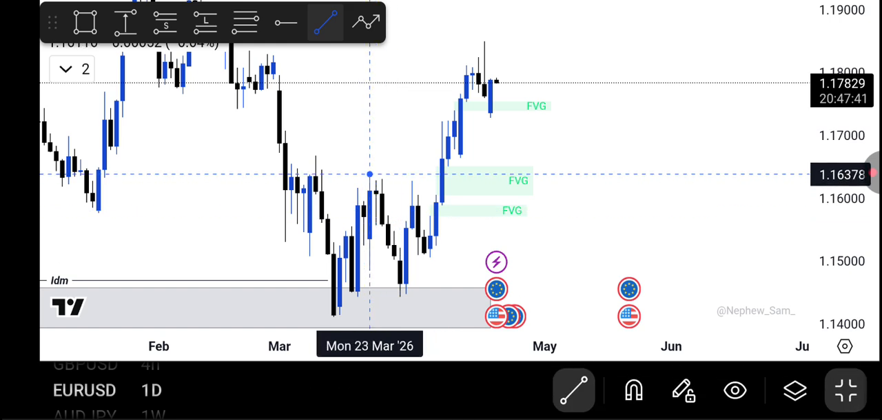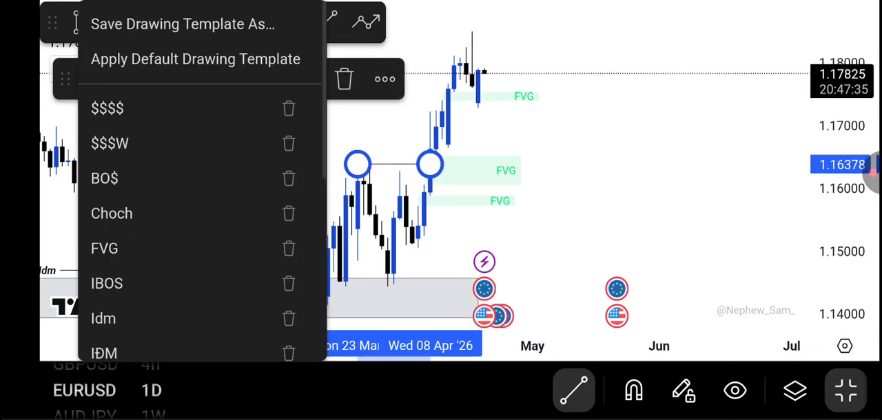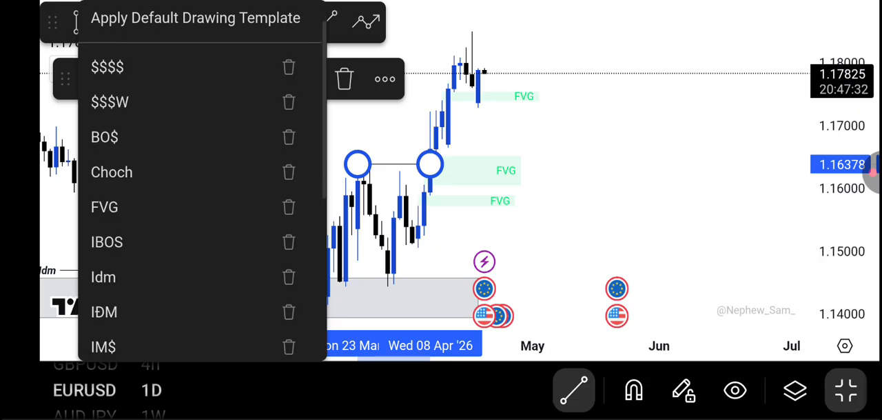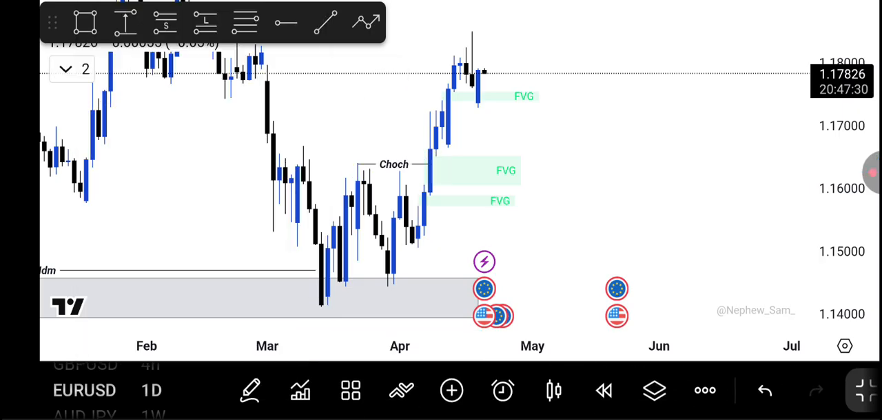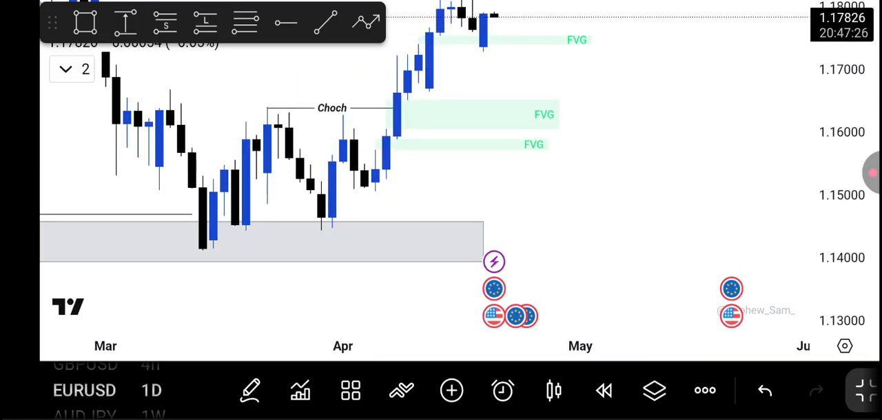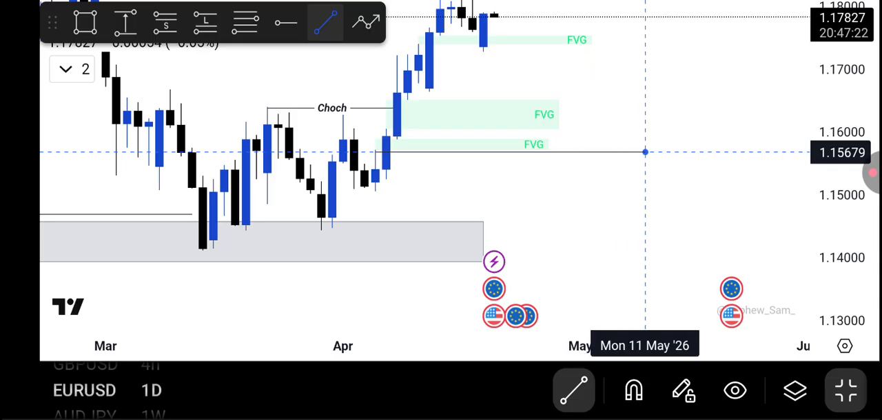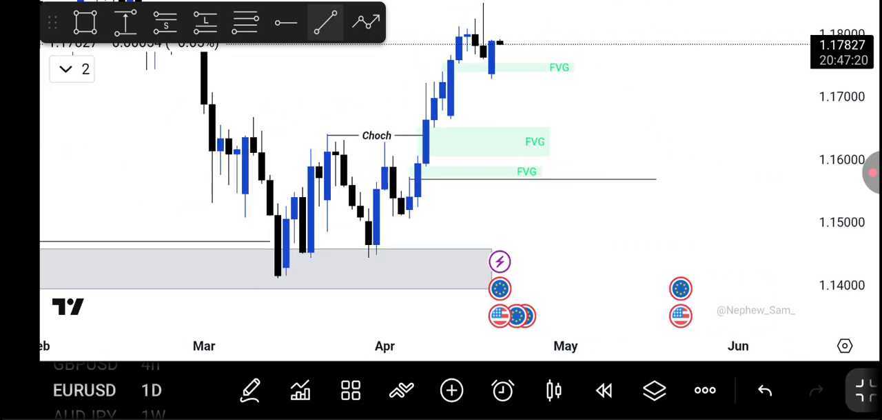Here we have a change of character, a market structure shift at that area. Let me say change of character. Don't forget that this is the block that pushed the market to the upside. That's the candlestick that pushed this market to the upside.